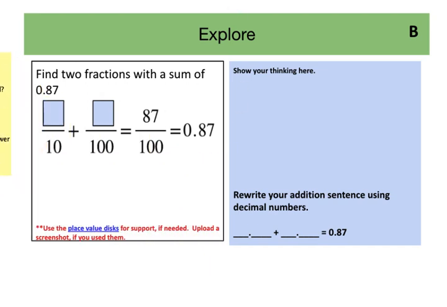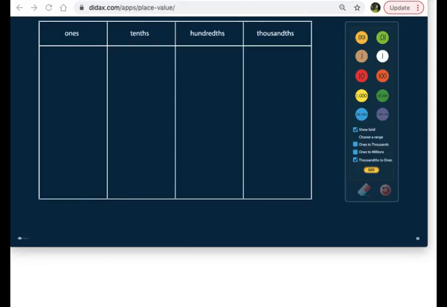All right, let's go ahead and now find two addends, the two numbers that we're going to add, to give us 87 hundredths. So we're going to go ahead and use the place value discs. So we have to find two addends that will give us 87 hundredths. Let's take a look at how we could do that. So we can go ahead and have 87 hundredths, so that would be 8 tenths.